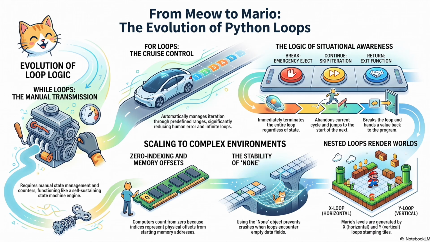That requires nested loops. A loop running inside another loop. The outer loop iterates over the horizontal x-coordinates. The inner loop iterates over the vertical y-coordinates. You tell it, for horizontal position 10, run a loop drawing blocks from vertical position 0 up to 5. It generates a column. Oh, I see. Then the outer loop moves to position 11, and the inner loop draws another column. Suddenly, you have rendered a solid wall.